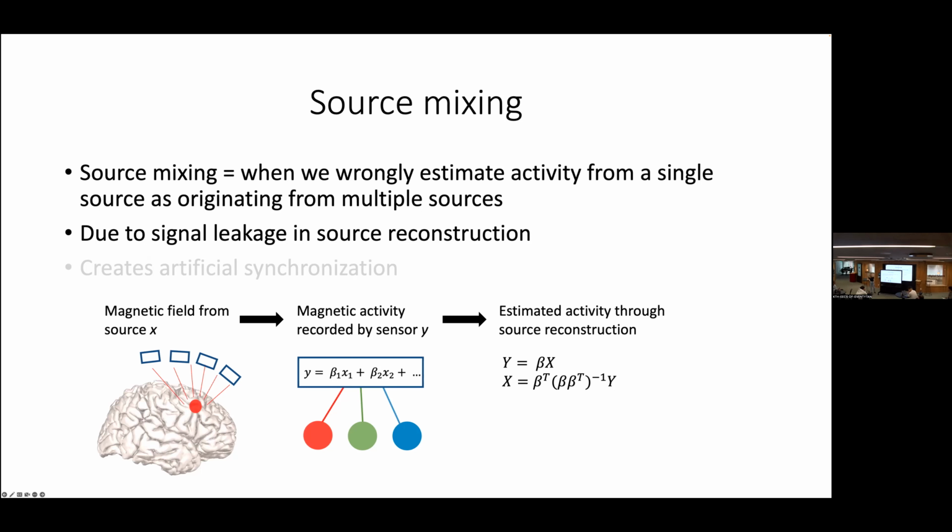The problem here is that our sensor space has a rank of about 70, and there are a lot more sources in the brain that we want to estimate. And this means that in the source reconstruction, we get this leakage, where activity from one source is actually projected onto multiple neighboring sources. And this, of course, will create an artificial synchronization because it's the same activity in two different sources.